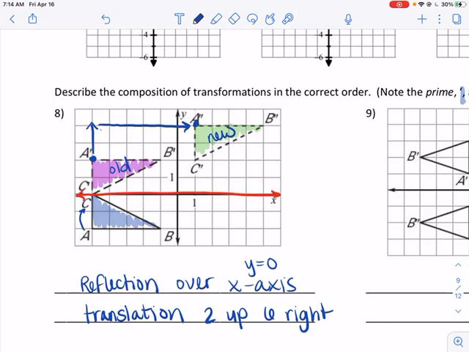Now, unless it tells you, you do not have to write a function rule, but sometimes you might have to identify the function rule. And then I would use the rules that you have listed, or this one's actually really easy. You just say 6 right is x plus 6. And then 2 up is y plus 2, and then put that in your function rule. So if it asks you to write a rule or a function, you're going to do that (x, y) arrow. All right, good luck.